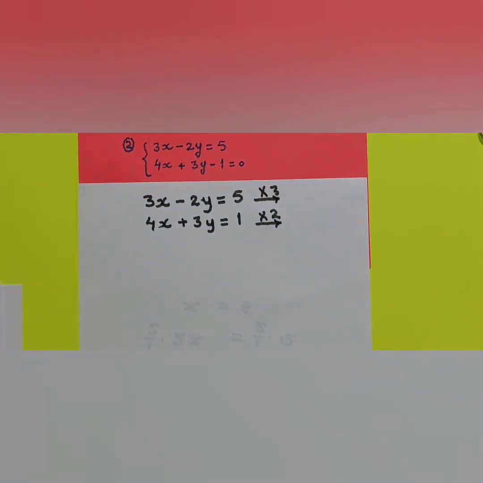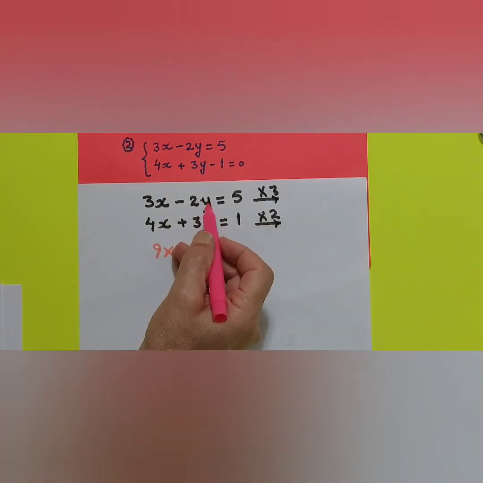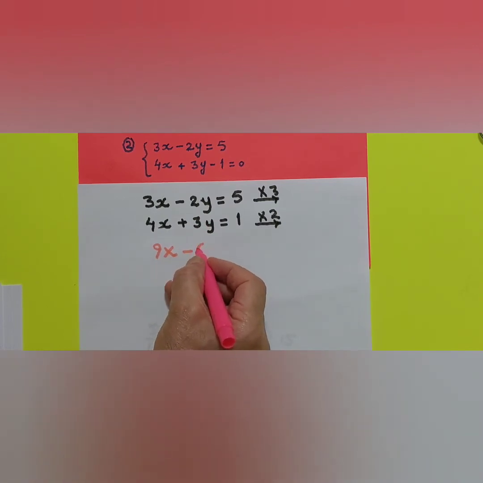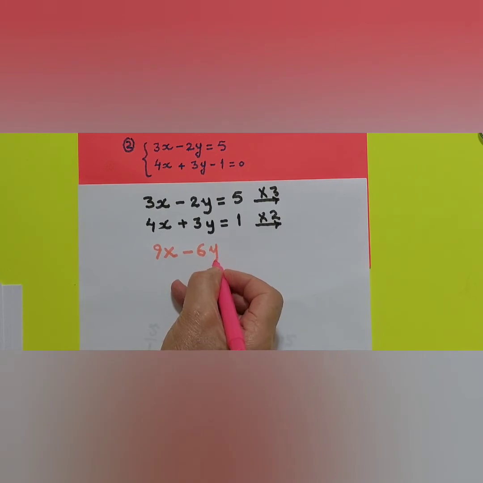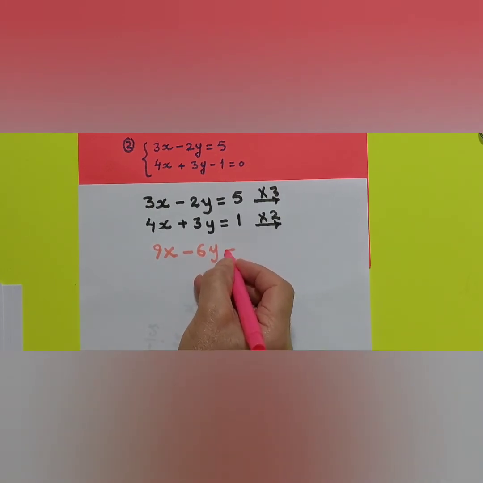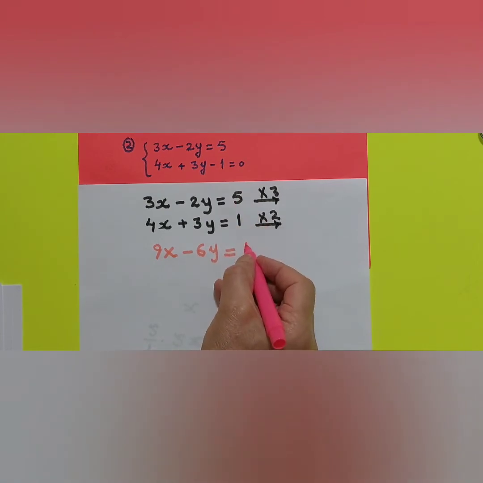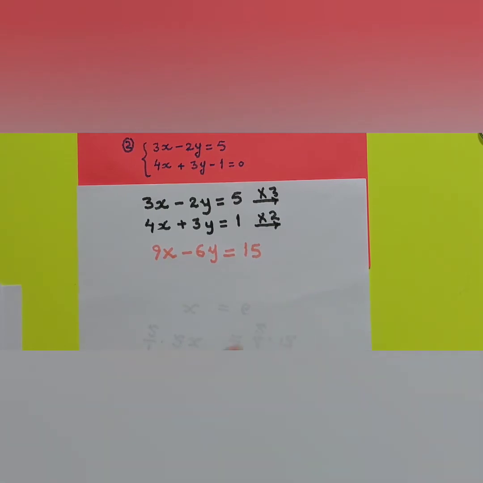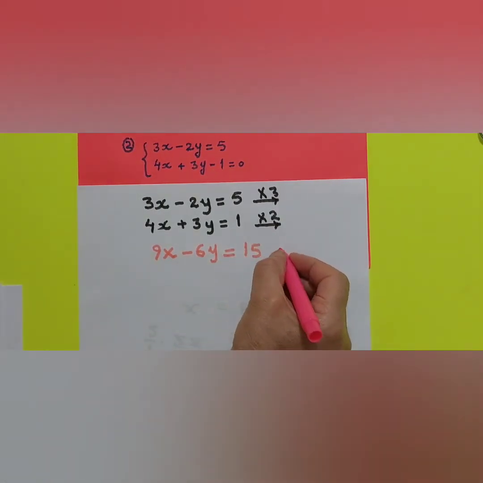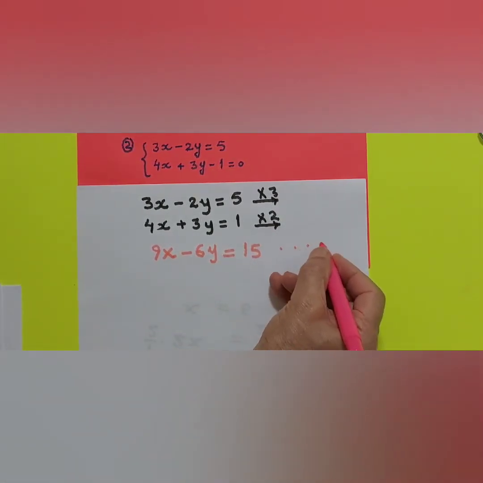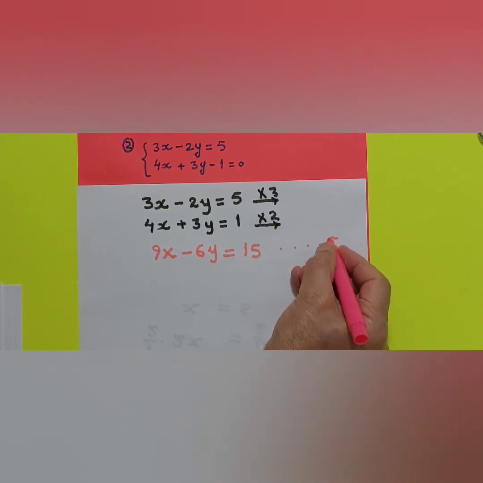We write the new shape now for the equations. 3 times 2y, that means 6y, is equal to 3 times 5, that means 15. This is the first equation. Let me denote it by number 1.